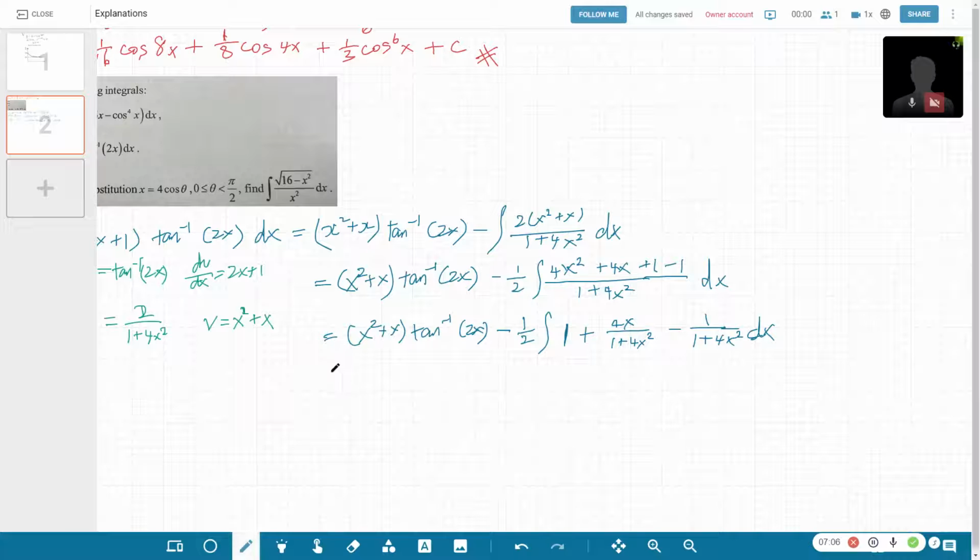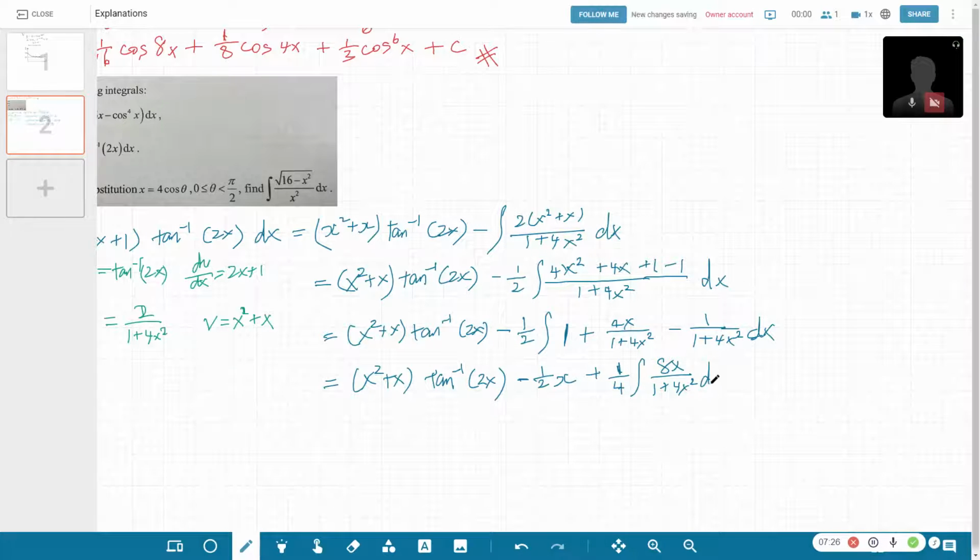So I'm left with, I can continue to bring down x squared plus x tangent inverse of 2x minus half x. So I want to integrate this first. Plus 1/4 integrate 8x over 1 plus 4x squared. Okay, 1/4 because I want to change 4x to 8x, and 8x is the differential of 4x squared.